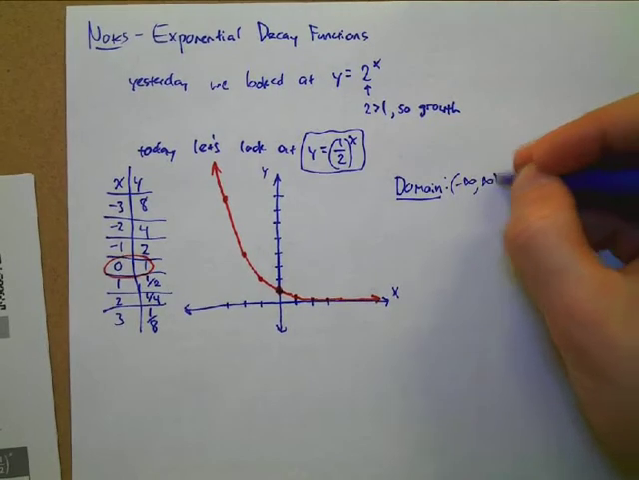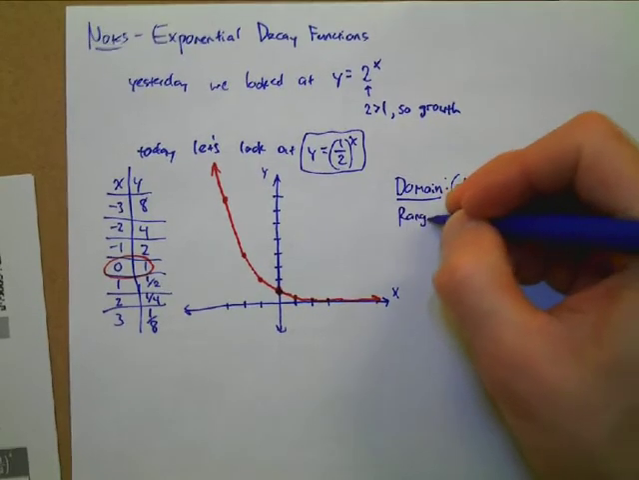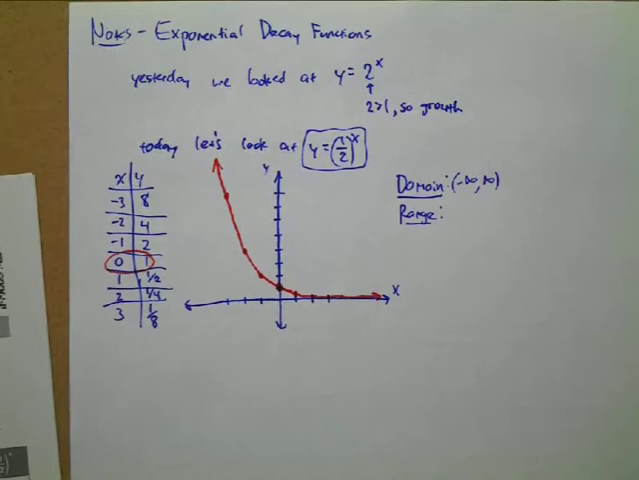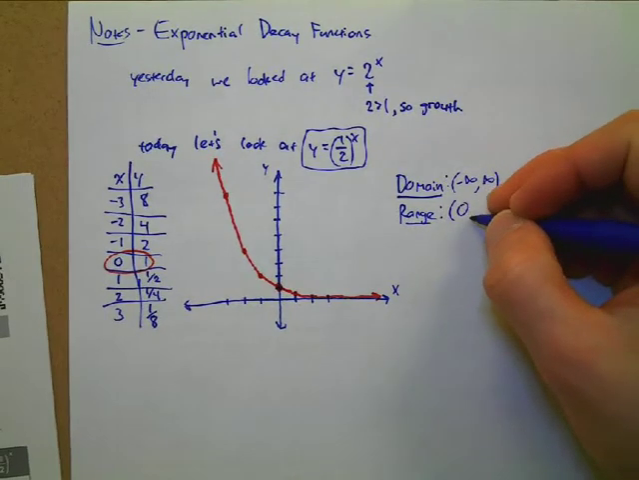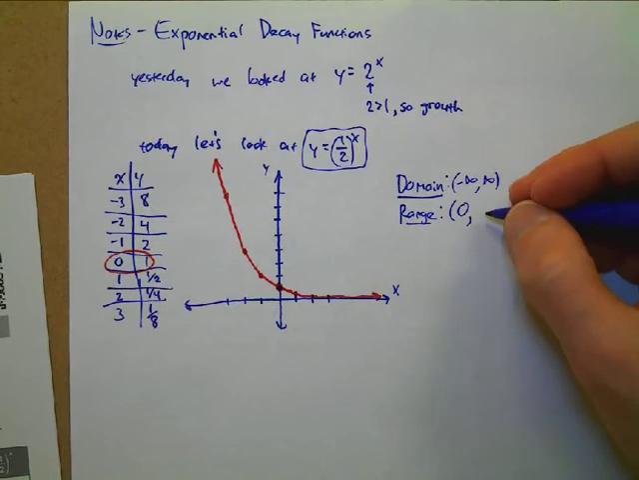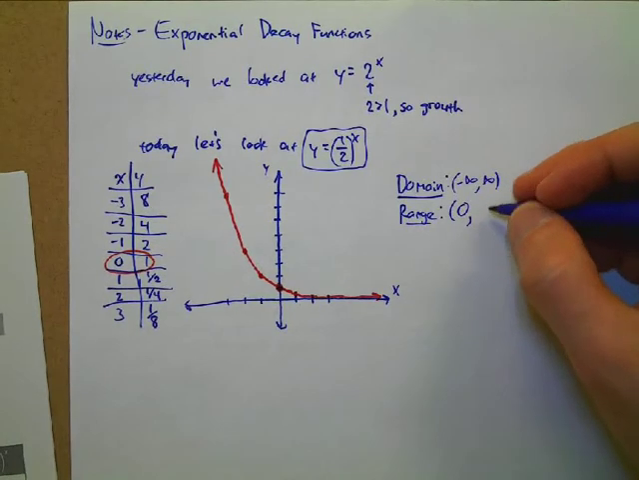Just like yesterday, is the range negative infinity to infinity? No. What's our lowest y value here? We're going to go closer and closer and closer to 0, but we'll never get there. And then what's the highest y value we have? Infinity.